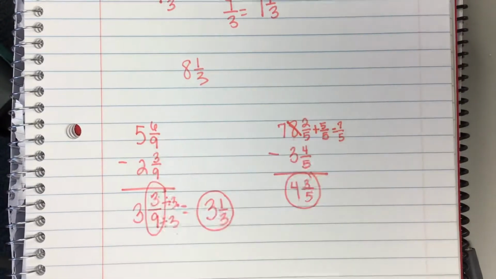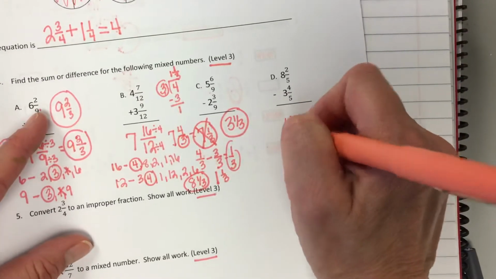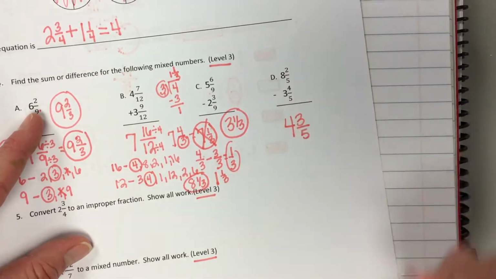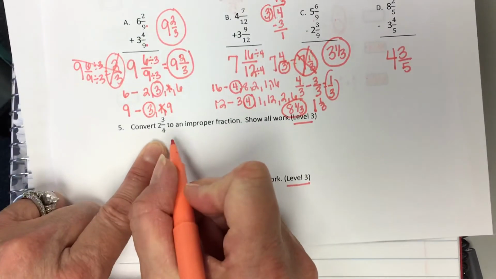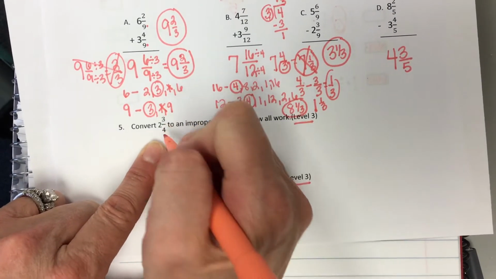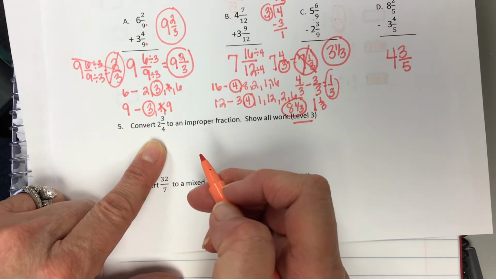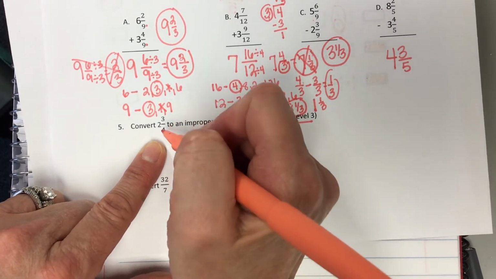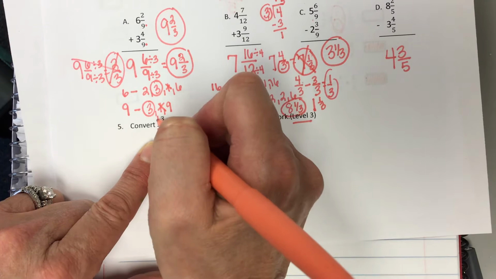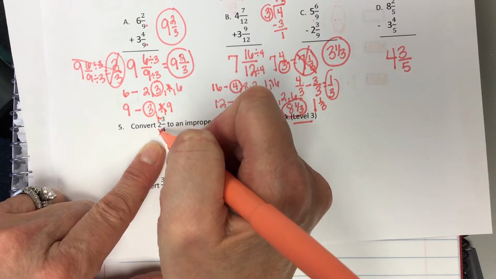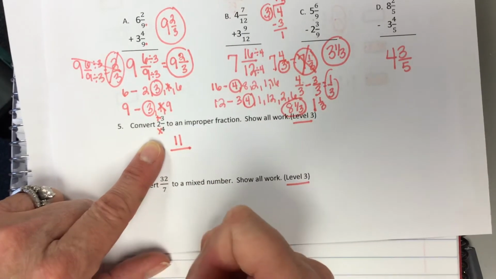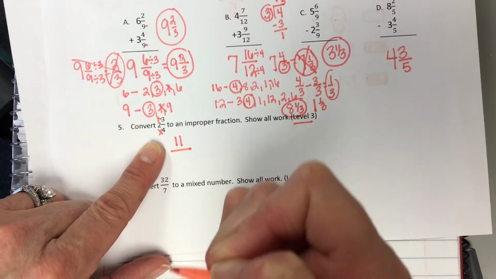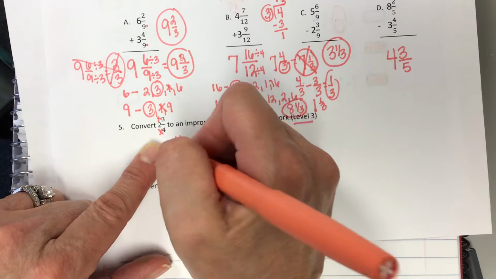Are there questions about those? Okay, here we go. 2 and 3/4, make it an improper fraction. We all know how to do it. Raise your hand and tell me how to do it. Callie. Okay, so 4 times 2 is 8, plus 3 is 11, and I need to put it over the same denominator. What is my denominator? 4.